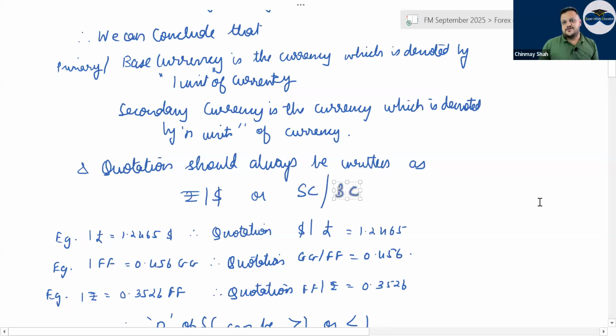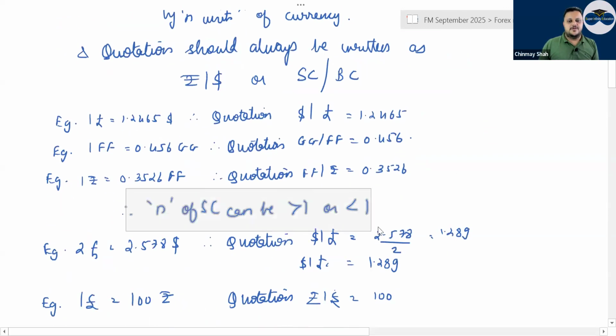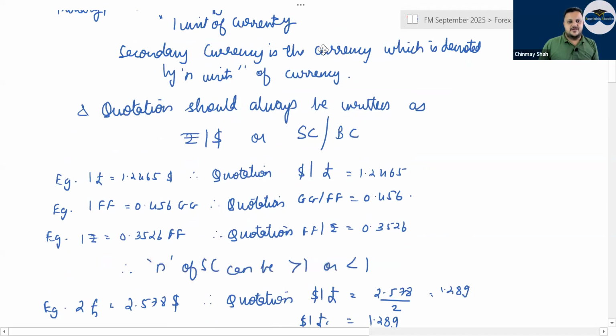So when I say $1 is equal to rupees 82 or 84, whatever it is, in that case it is a rupee by dollar quote. N could be more than one, N could be less than one. These are the quotations, these rates. The quotation has to be written in secondary currency by base currency, right? Secondary by base currency.